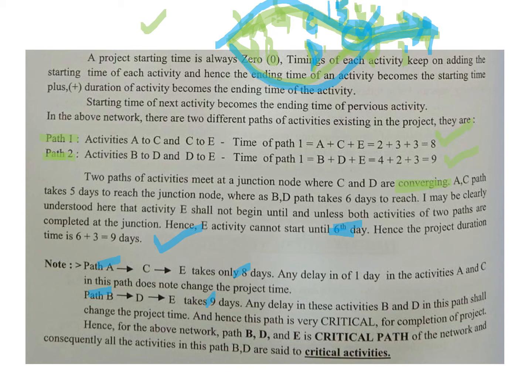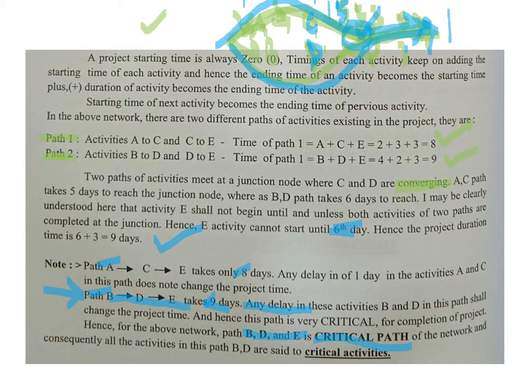So the path which takes longer time, which is BDE, it's the longer time. Any delay that would happen in these activities will certainly affect the project completion time. So if there is 1 day delay in the other path, there is no delay in the project completion time. But if there is a delay in path B, obviously your project will get delayed. Therefore, since this path you cannot accommodate any delay, this is called the critical path, right? Which is path BDE, right?